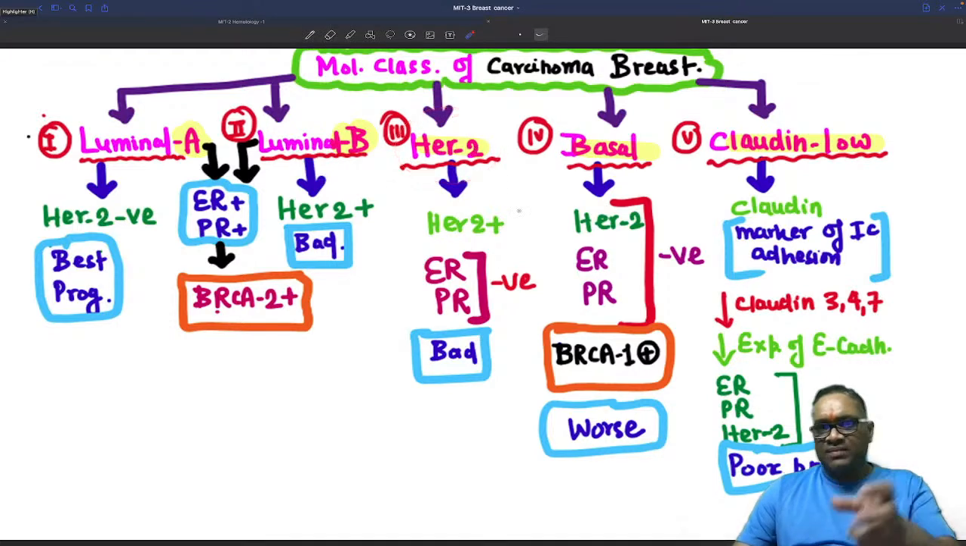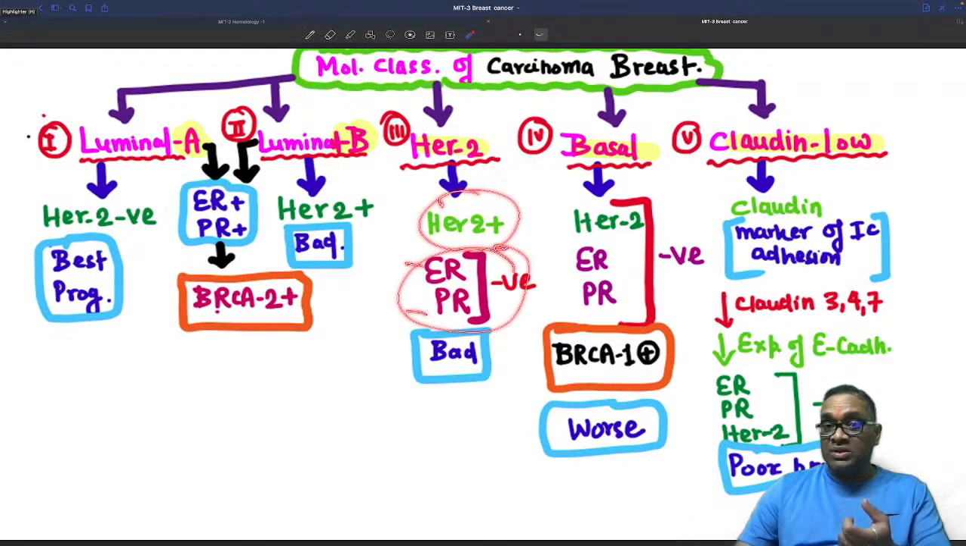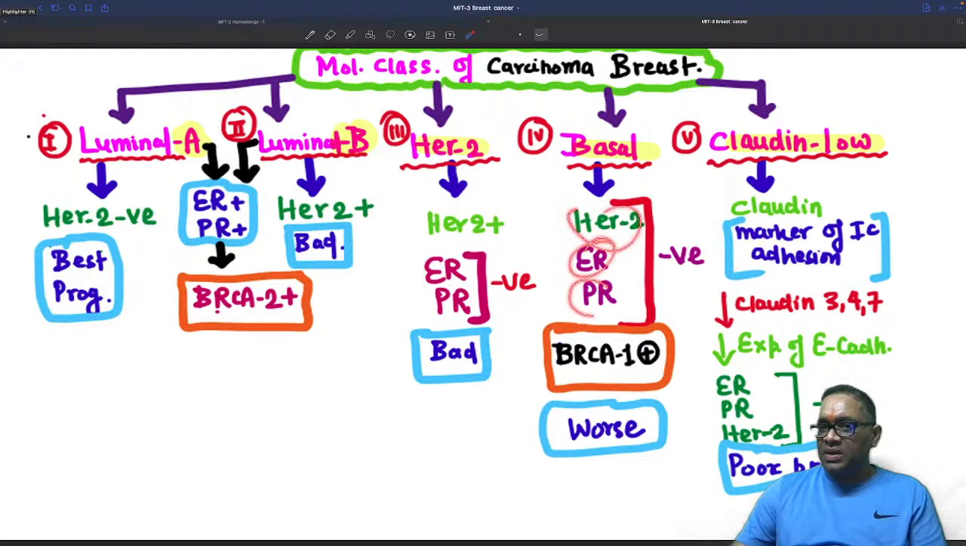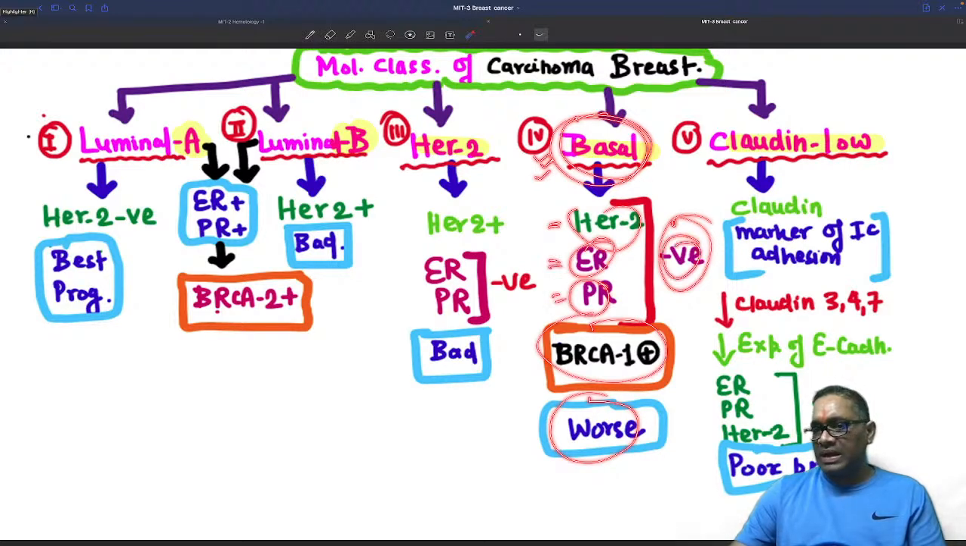HER2 cancer, the name itself is telling, it will be only HER2 positive, ER/PR will be negative. So HER2 positive, ER/PR negative, so obviously they will be having bad prognosis because HER2 is positive, right? Basal cell, HER2, ER/PR, all three will be negative. So this is called triple negative breast cancer, and they are BRCA1 positive and they have worse prognosis. So this question was about basal cancer because HER2, ER/PR all were negative, right? They are BRCA1 positive, worse prognosis.